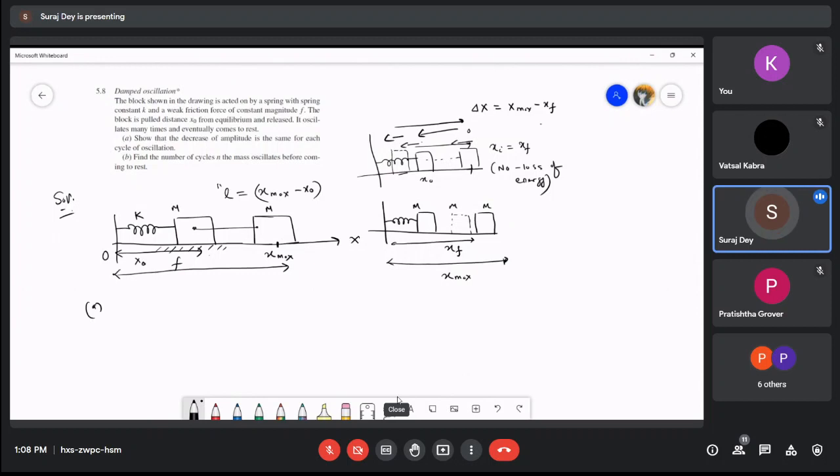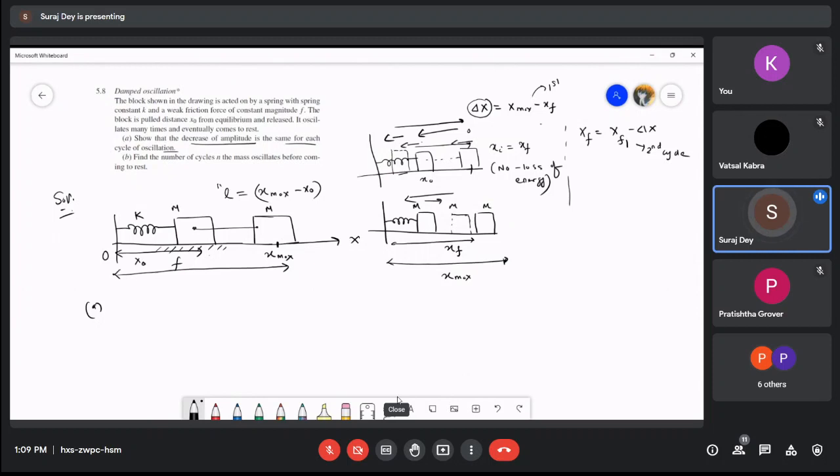So the first part of the problem is to show that this decrease of amplitude is the same for each cycle. So in the first cycle, we see that the decrease is delta x, and now let's say I start my block at xf. So I start my block here. For the next cycle, the block again goes there and comes back, and it will again come back to a distance less. So I have xf1 minus delta x. And so this is what happens in the second cycle.